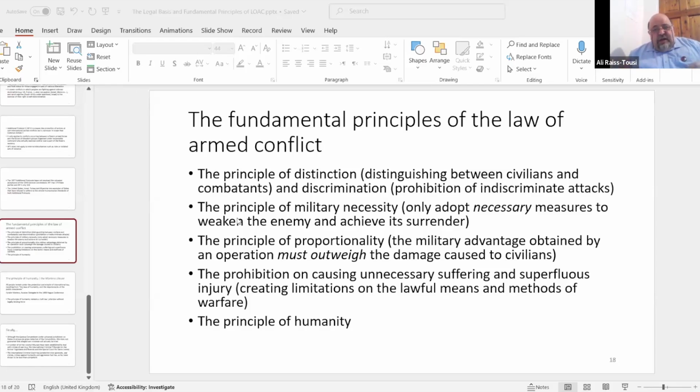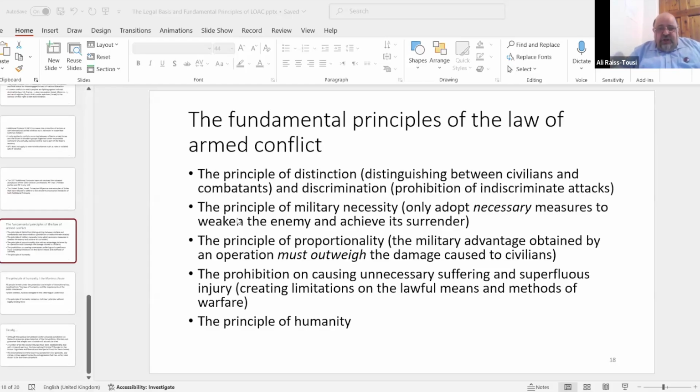But if you are targeting a military barracks where there are several hundred soldiers, and as a result of your operation targeting the barracks, a civilian may have been in the vicinity who is injured or who dies, the law of armed conflict allows it. Human rights law might have a different view, but the law of armed conflict allows it because it is, according to the law of armed conflict, proportional. So the principle of proportionality is important in this regard.